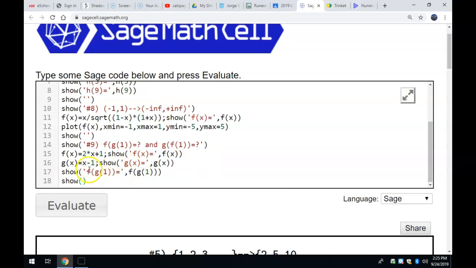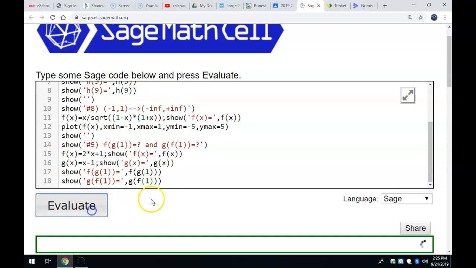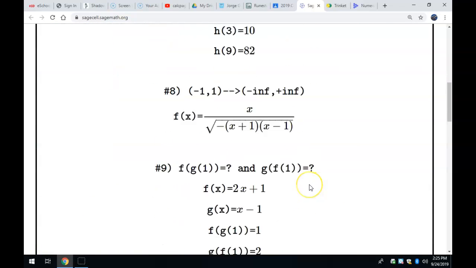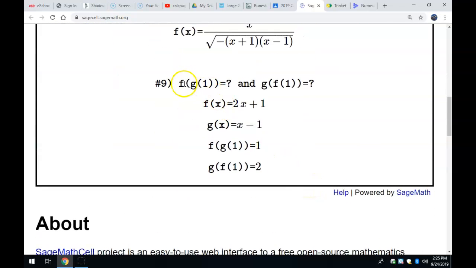Well, I'm just going to copy this. All right, let's see what happens. And so what does that mean? Well, that's a composition of functions. f of g of 1 means take 1, plug it into g, which gives you 1 minus 1 is 0. And take that answer and plug it back into f. 0 times 2 is 0 plus 1 is 1. Fine.